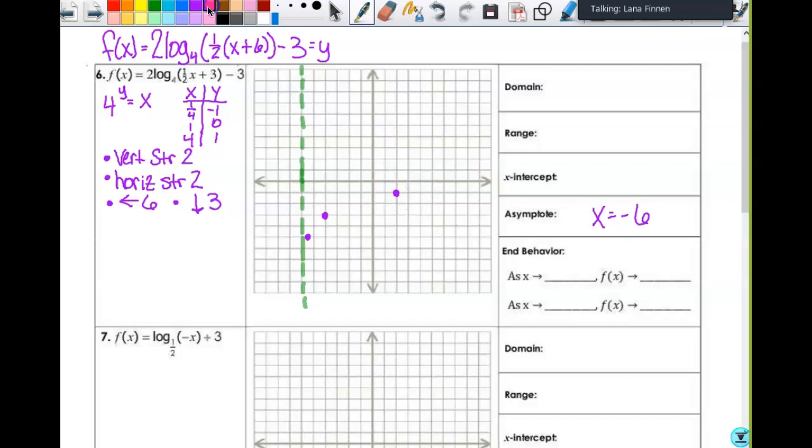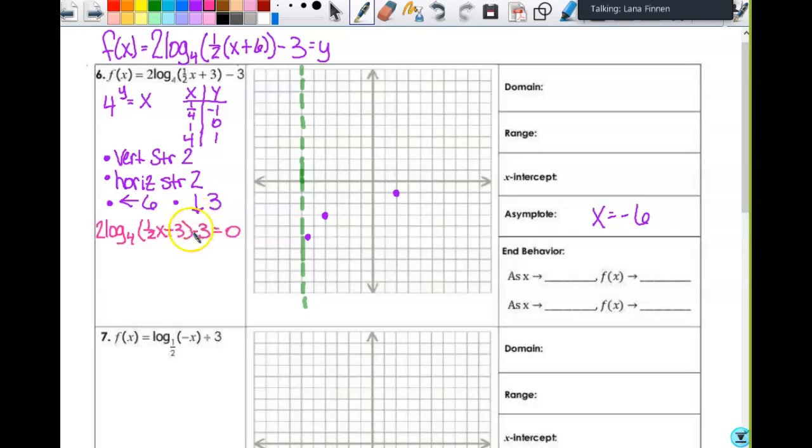So before I sketch that in, I'm going to need my x-intercept, and if I could go ahead and figure out what it is, that gives me one more point to get my graph even more accurate, hopefully. So to find the x-intercept, it's the x value when y is what? 0. So I'm going to take the original one, it doesn't really matter which one. 2 times log base 4 of 1/2 times x plus 3, minus 3 equals 0.